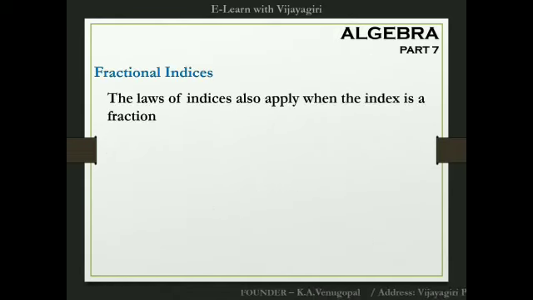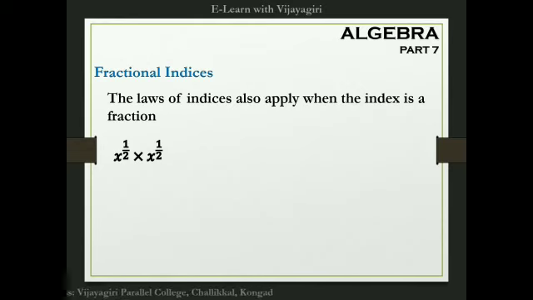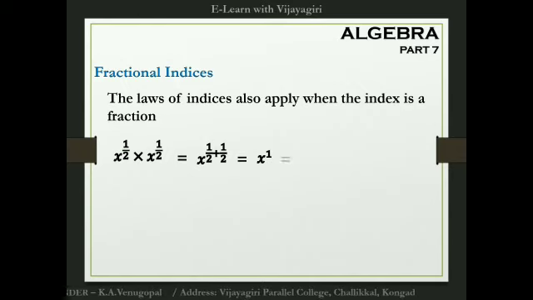Fractional indices. The laws of indices also apply when the index is a fraction. In x to the power 1 by 2 times x to the power 1 by 2, the index is a fraction and here it is multiplication. So we can use the multiplication law. So it becomes x to the power 1 by 2 plus 1 by 2, which is equal to x to the power 1, and that is x.